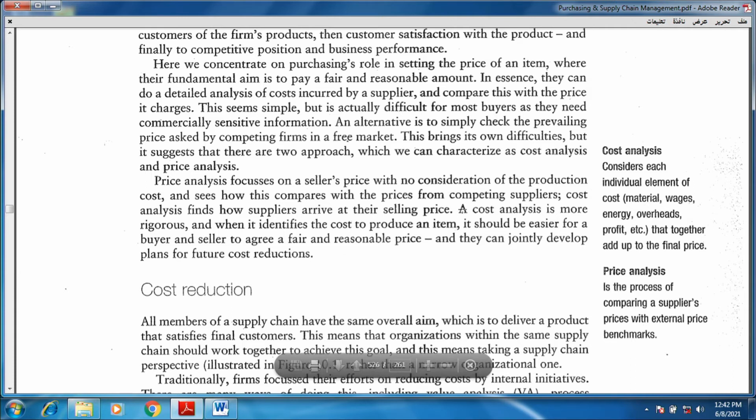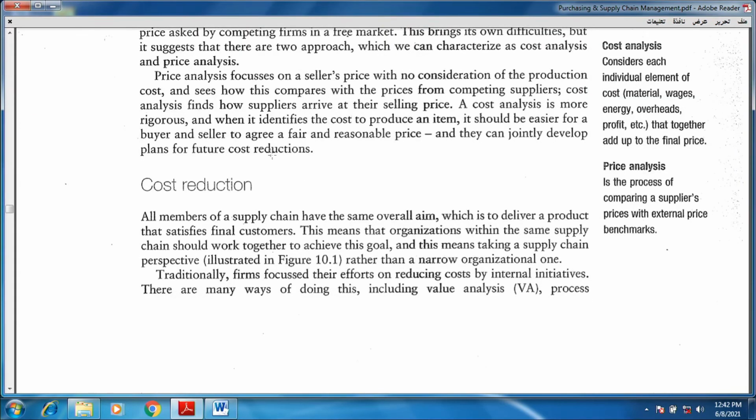So we have the cost analysis and the price analysis. These are very important definitions for the people who are working in the purchasing department. Again, this is a critical role for the accountants to work in. For the cost reduction, all members of the supply chain have an overall aim, which is that we want to reach the final customer with suitable prices. So how can the organization perform this work? Finally, by minimizing the cost through the supply chain.